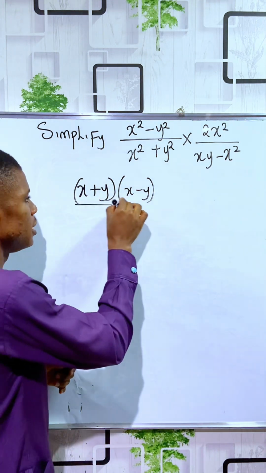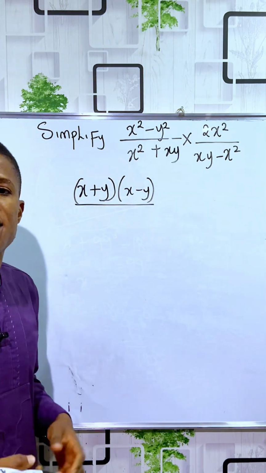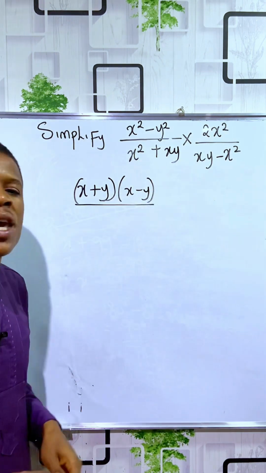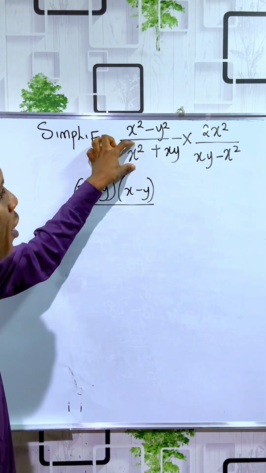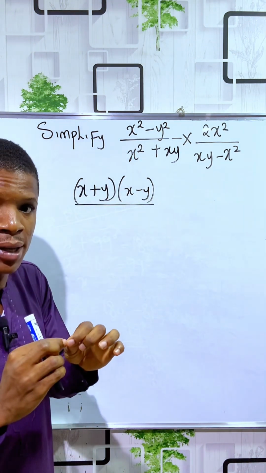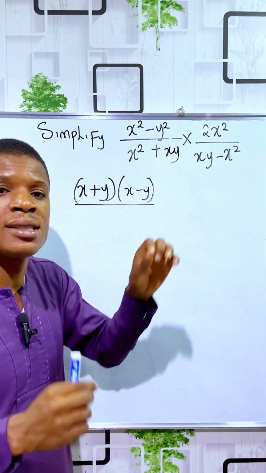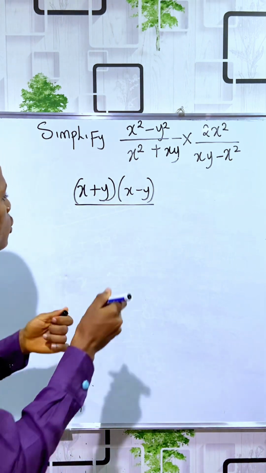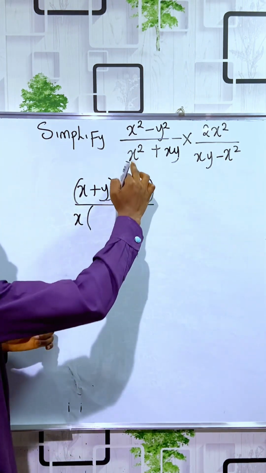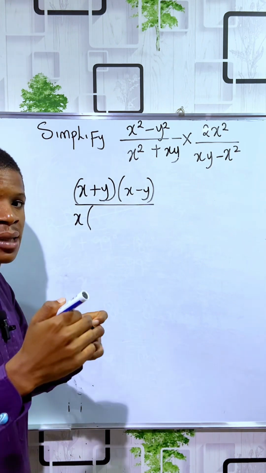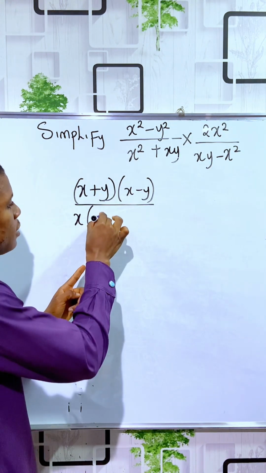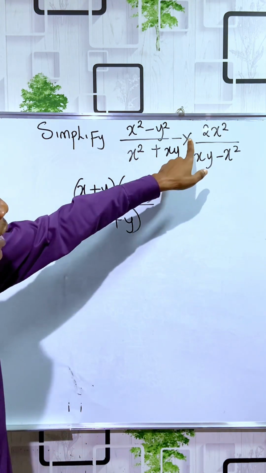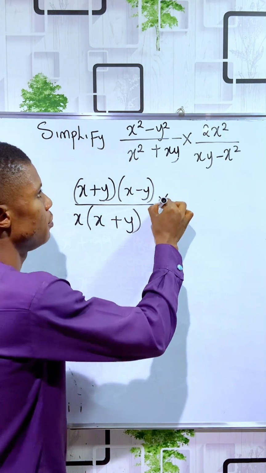Then at the denominator, I have x squared plus xy. So here I can factor the common term. When you have x squared, it means x times x, right? Then when you have xy, it means x times y. So I can pick out the common term, which is x. So when I factor x, what is left in x squared? Since x squared is x times x, I'll be left with a single x. Then in the other one, I will be left with what? Y. Then here, I'll bring down the multiplication.